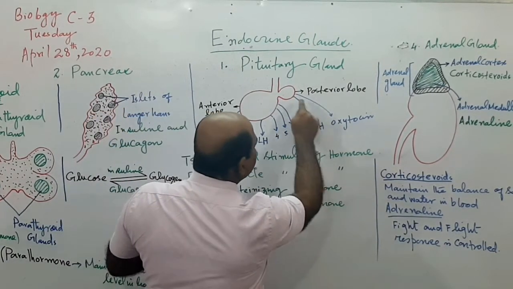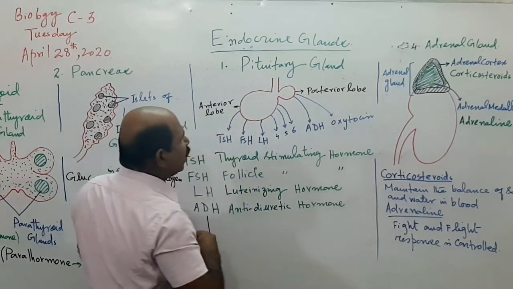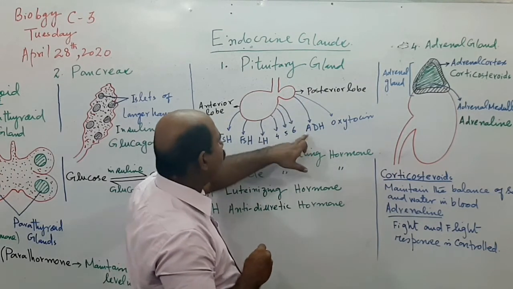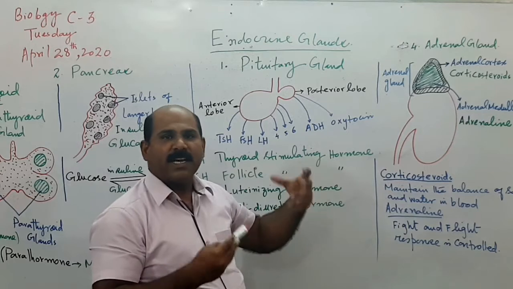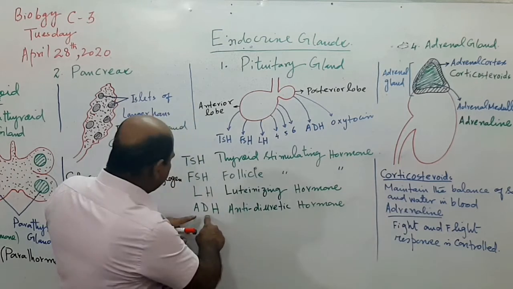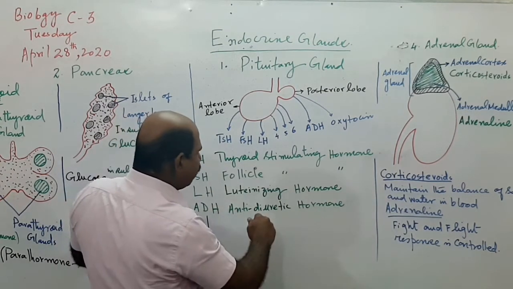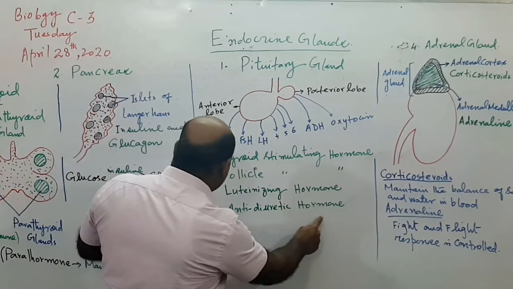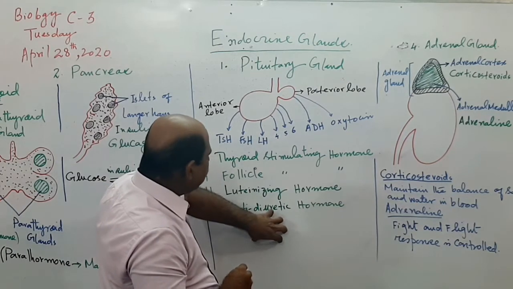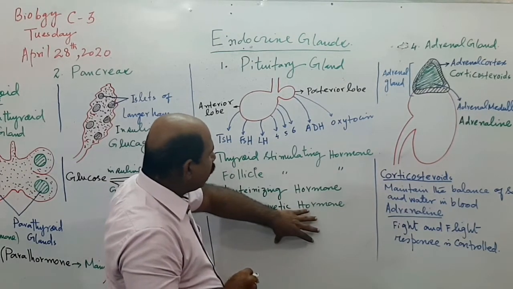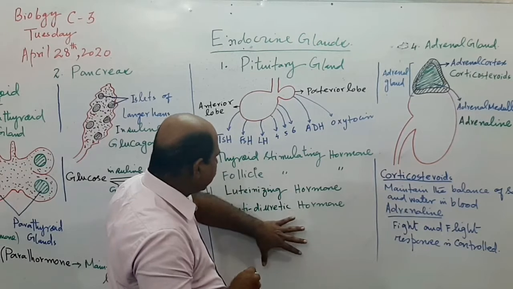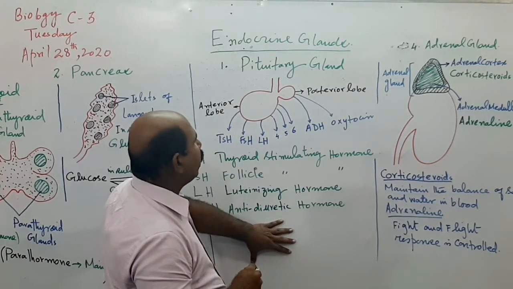Now look at this, this is the posterior lobe, and this posterior lobe also produces two hormones, and these two are included in your syllabus. One is ADH, that is called anti-diuretic hormone, plus oxytocin. Anti-diuretic hormone, you have understood very well in the chapter of excretion. This one controls osmoregulation in the body, controlling the function of the kidneys and maintaining the blood water concentration in the body.